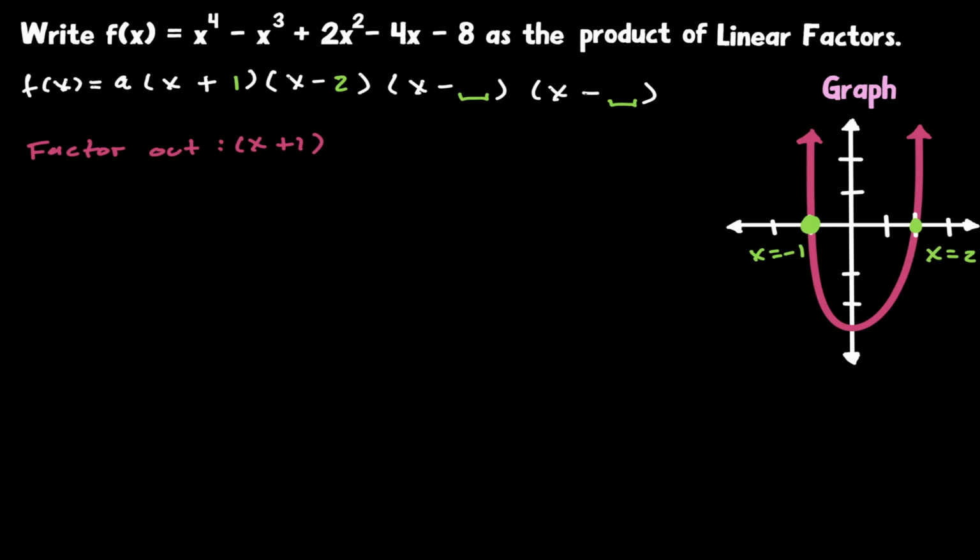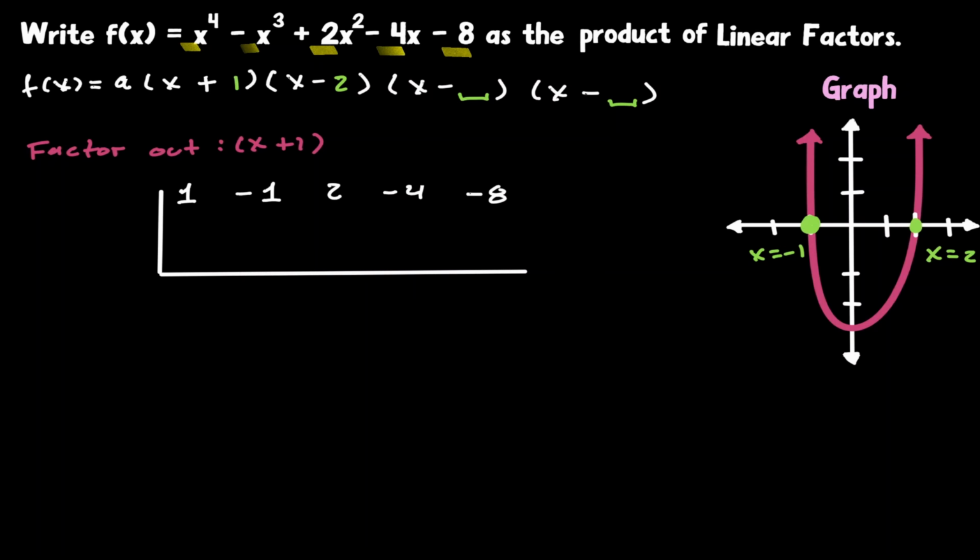We can perform synthetic division to see what happens after we factor out x plus 1. Our polynomial is already in standard form. Notice that the degrees are decreasing from 4 to 3 to 2 to 1. So let's get those coefficients: the value of 1, followed by -1, followed by 2, followed by -4, and then followed by -8. Now let's place our upside down box. And outside, let's put the opposite of the constant in the factor. If we factor out x plus 1, then let's write a -1 outside.